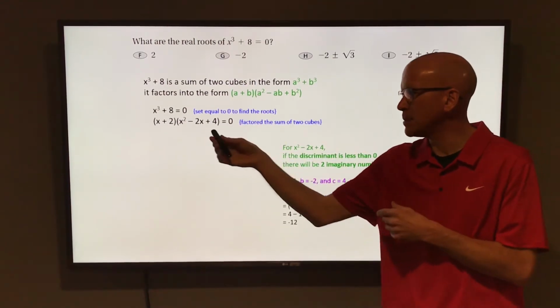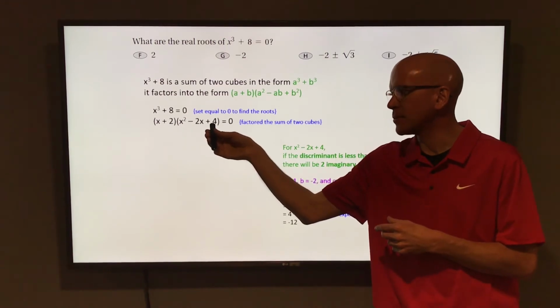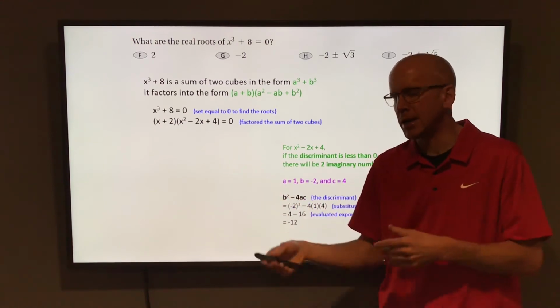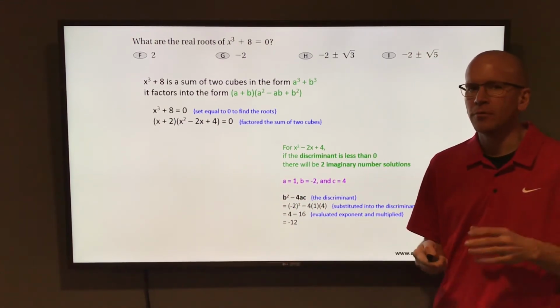And again, back to the beginning, you could tell that doesn't factor because there are no two numbers that multiply to get 4 and add to get negative 2. But if you didn't catch that, you could check it with the discriminant and it will verify it.